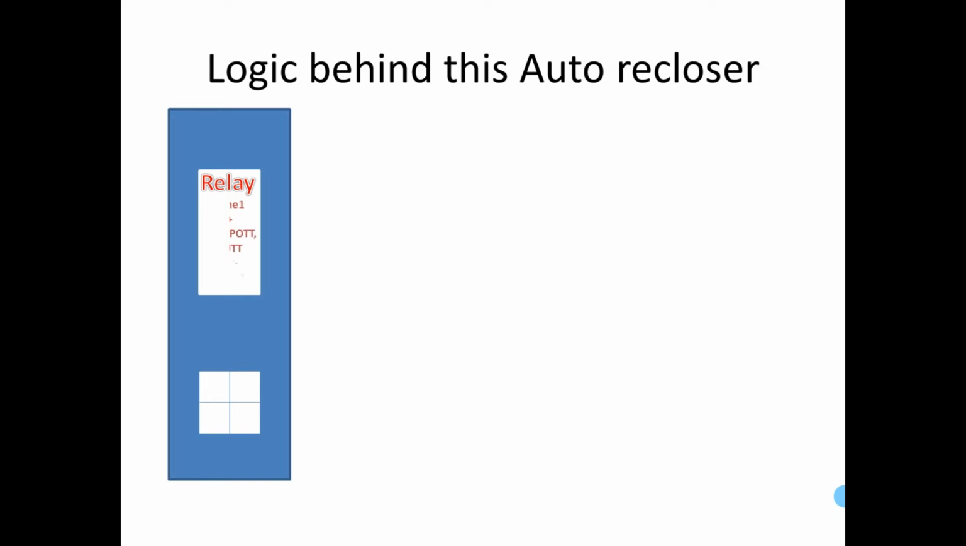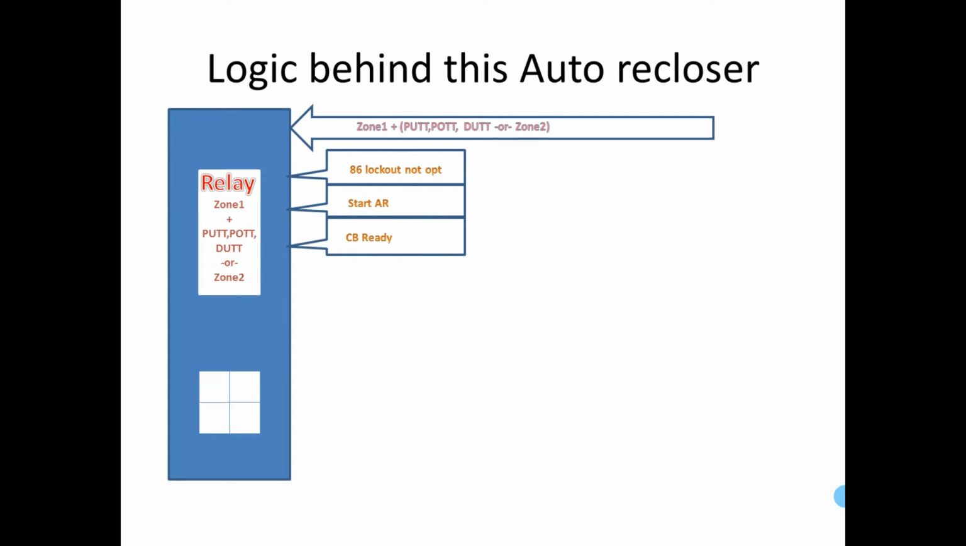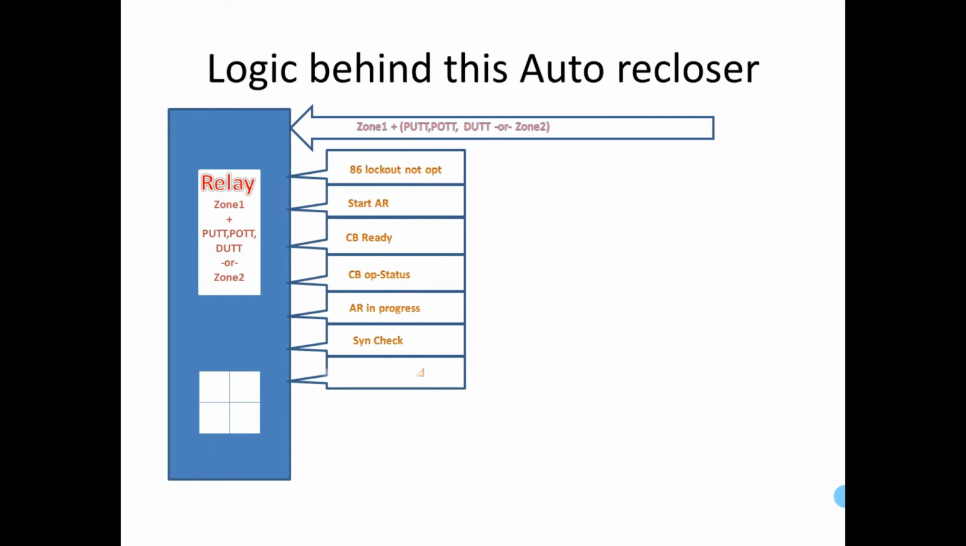Now we will see what the relay will check. First, it should have its own line fault, and second, the lockout should not be operated. The third thing is the relay needs a start AutoRecloser signal. The fourth thing, it will check the CB ready status. When all this happens, then AR will be in progress. During this progress, it will check the sync check also. Once all this is satisfied, it will give the close command. The relay will send the close command to the circuit breaker. These are the things the relay will check.